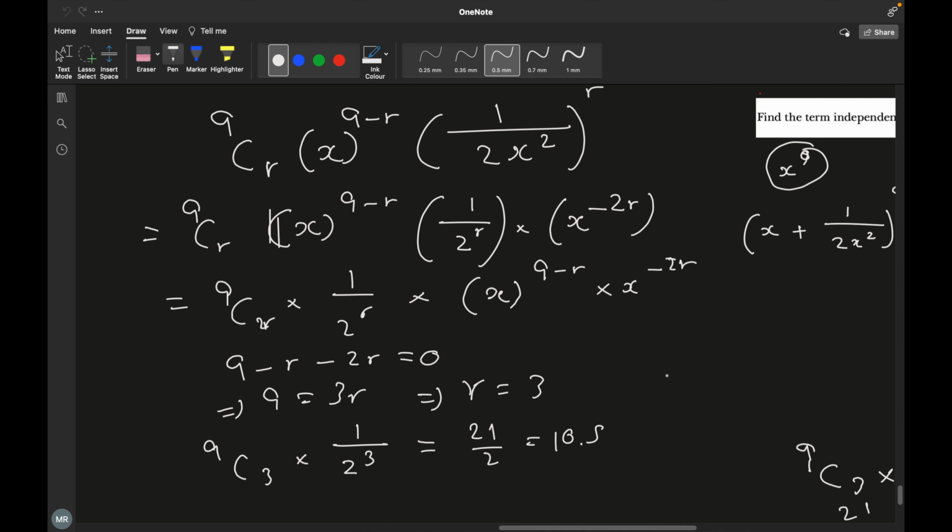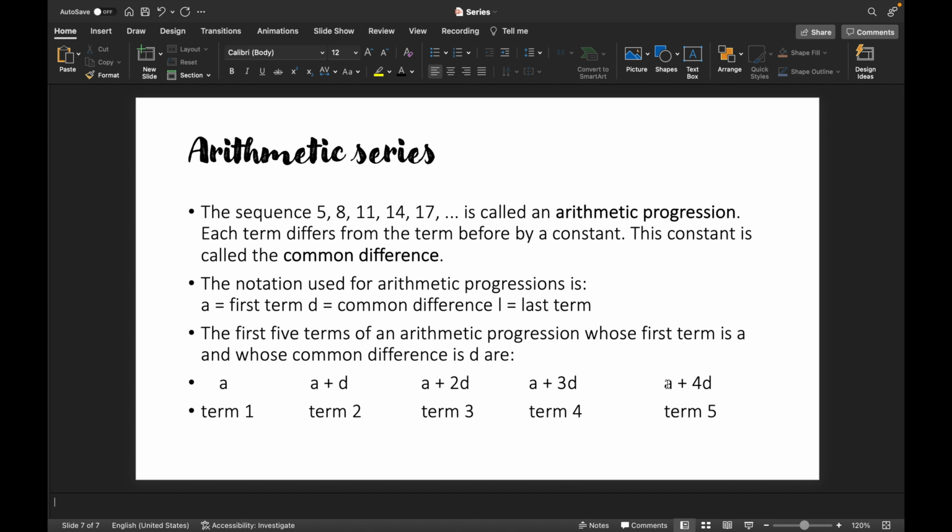The next topic is arithmetic series. I'll just give you a brief introduction as to what it is. An arithmetic series is a sequence of numbers that follow a particular order. The sequence 5, 8, 11, 14, 17 is an arithmetic progression because each term differs from the term before by a constant. This constant is called the common difference.